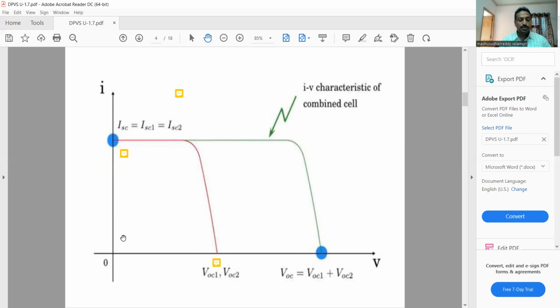And R is equal to 0, R is equal to infinity. So this is about the individual cells. Then we combine them together. What happens here? In case of the series connection, current will not change. ISC is equal to ISC1 is equal to ISC2, but the voltages will add. So this is about the combined cell voltage.